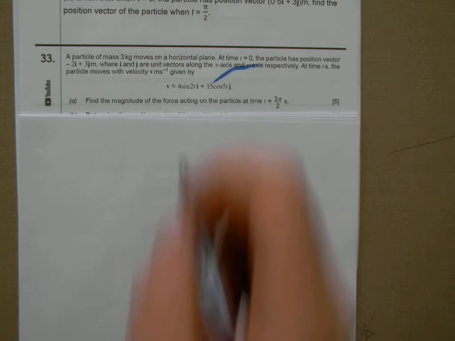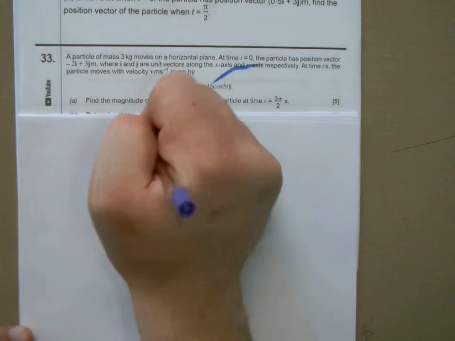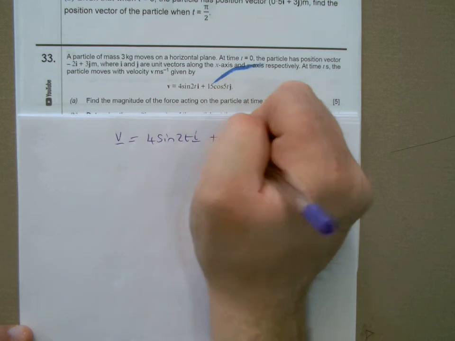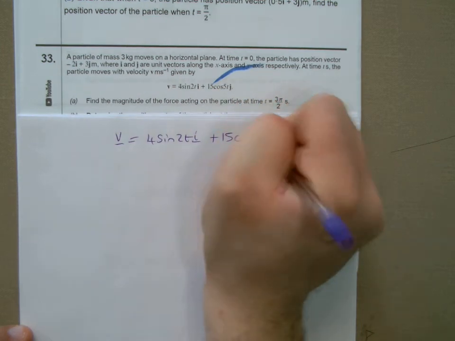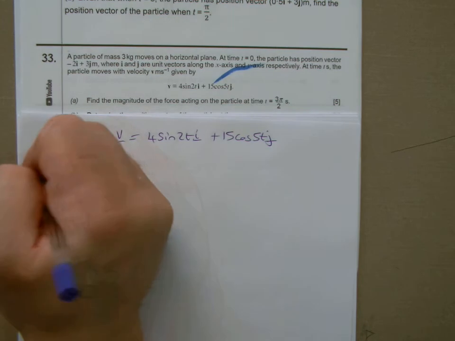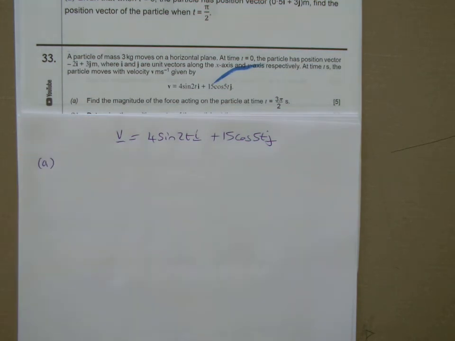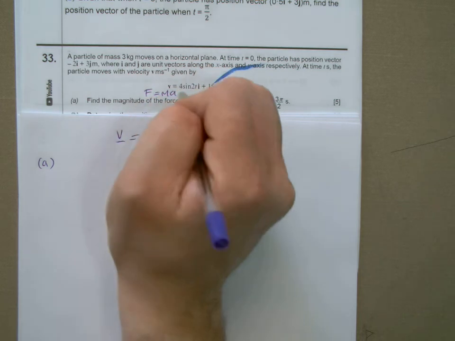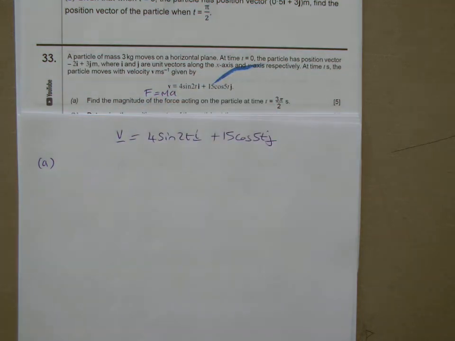Okay, so here we've got the general velocity given as 4 sine 2t i plus 15 cos 5t j. And it says in part A, find the magnitude of the force acting on the particle at time t equals 3 pi over 2. Now remember, when they talk about force, we're always going to think about Newton's second law, right? Force is mass times acceleration. So I need the acceleration, all right?